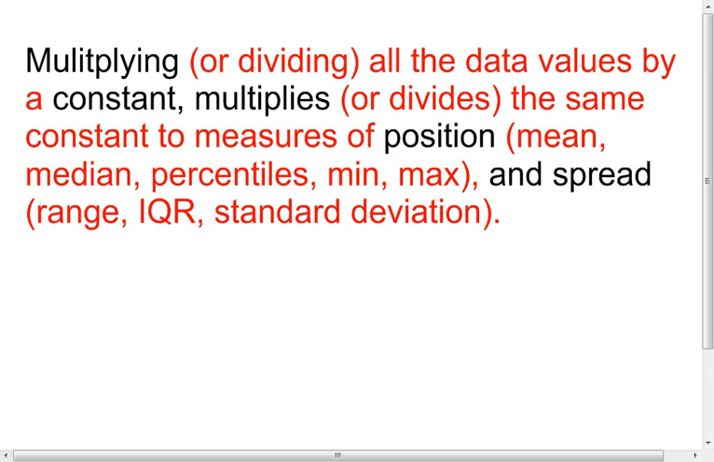So when you add or subtract a number, it changes the mean, but the standard deviation stays the same. When you multiply a set of data by a constant number, you multiply the mean by that number, and you multiply the standard deviation by that number. Okay?